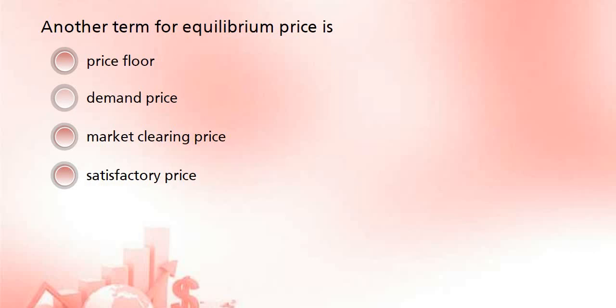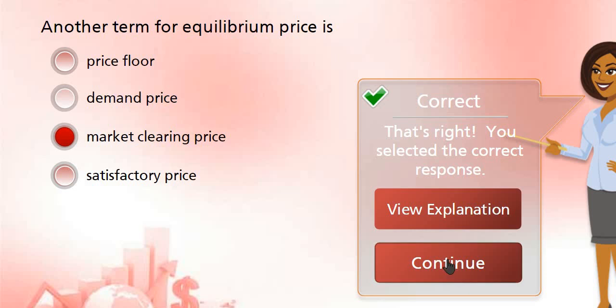Alright, let's take question 16. Now, in economics, equilibrium is one of the most popular concepts. So another term for equilibrium price is A, price floor, B, demand price, C, market clearing price, D, satisfactory price. Now, equilibrium price can also be called market clearing price, which is a price at which quantity demanded equals quantity supplied. So the right answer is C, market clearing price.